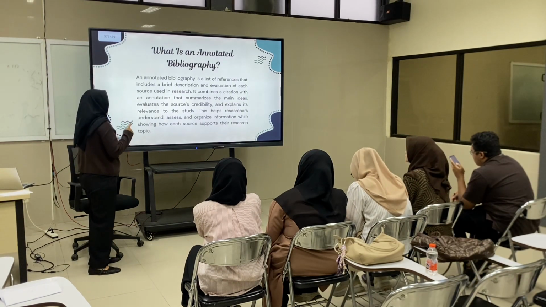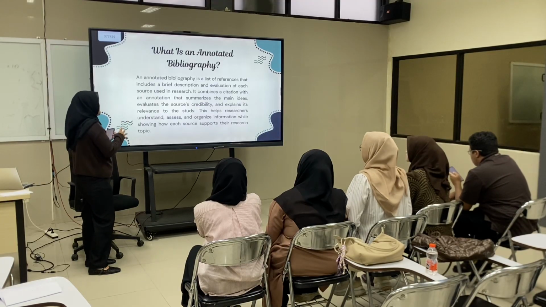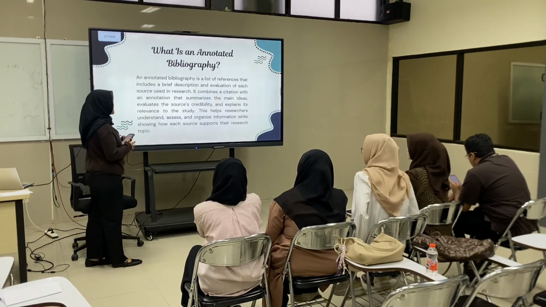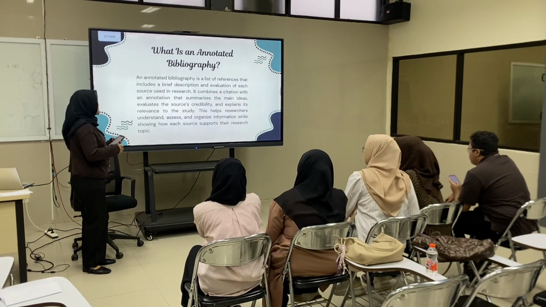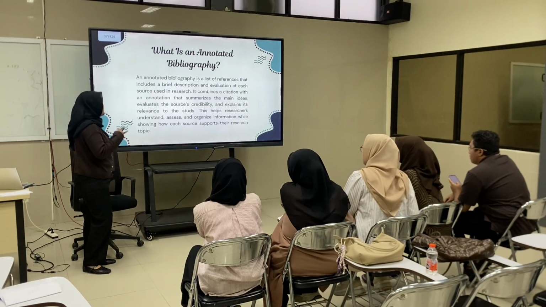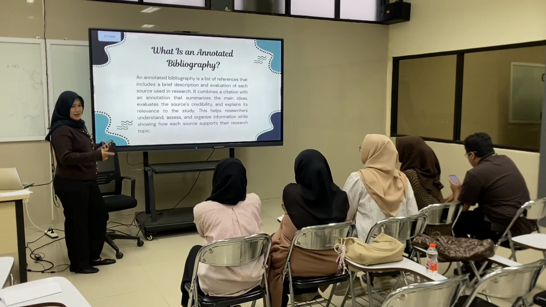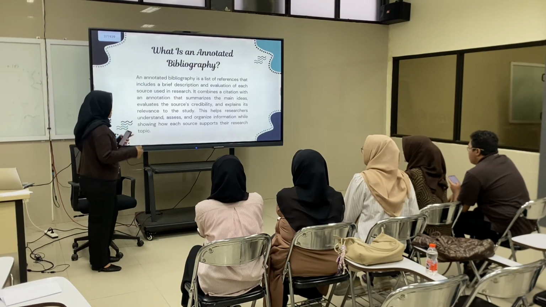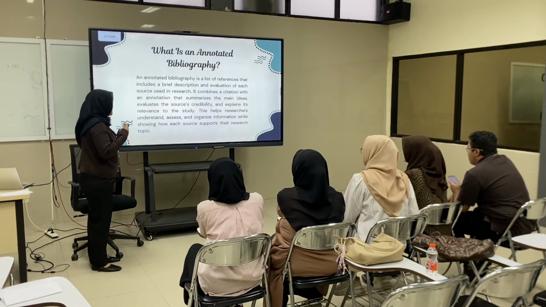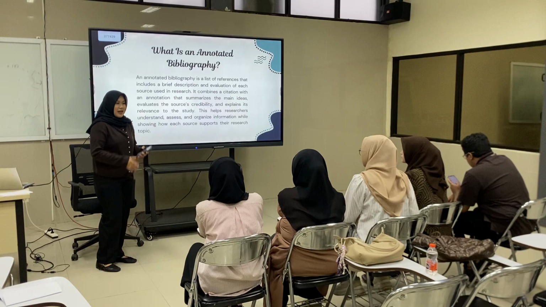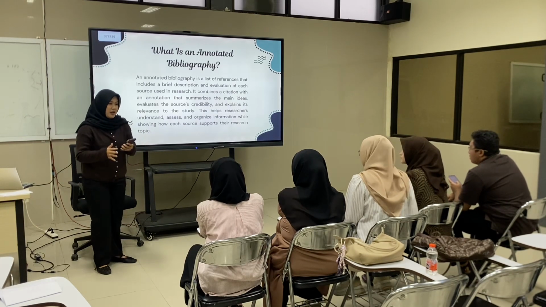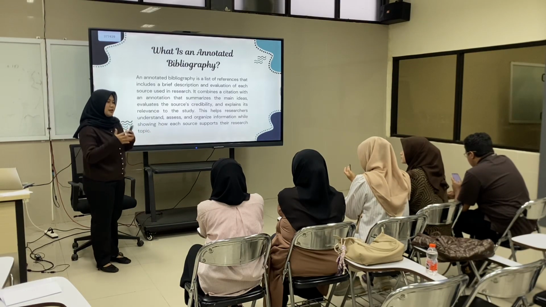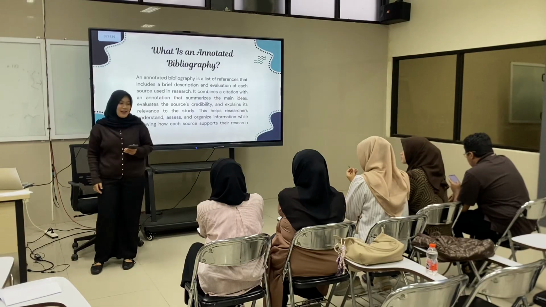An annotated bibliography is a list of references that include a brief description and evaluation of each source used in research. It combines citation with an annotation. Let's summarize the main idea, evaluate the source credibility, and explain its relevance. This helps researchers understand, assess, and organize information by showing how its sources support their research topic. For example, if you are writing about online learning, you can list your source and then explain what it says and how useful it is for your research. Okay, get it? Yes.